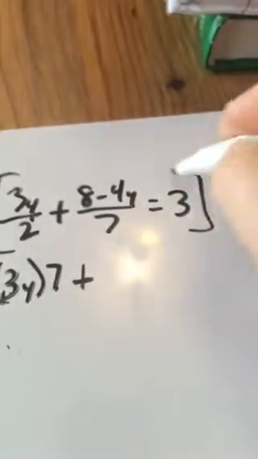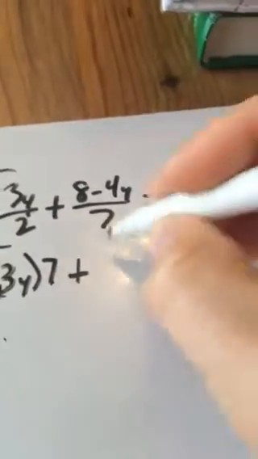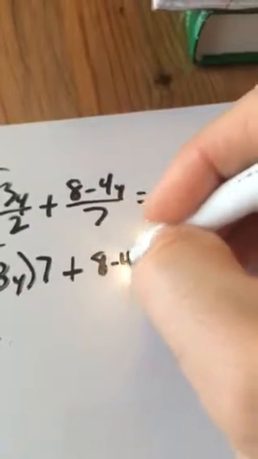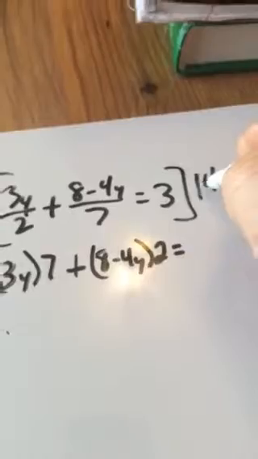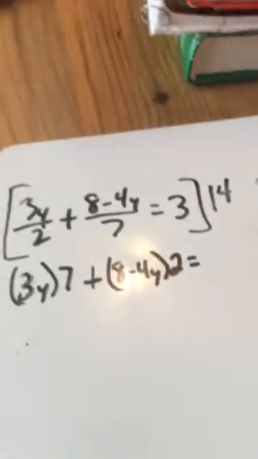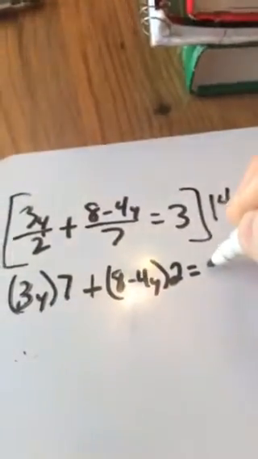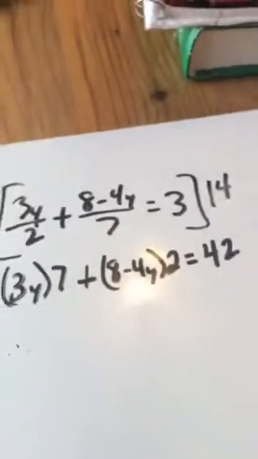And then here I'd multiply by 14. The 14 and the 7 would reduce down to just 2. And then we do have to multiply this 3 by 14 even though it doesn't have a denominator. Still the same thing. It would actually be 42.